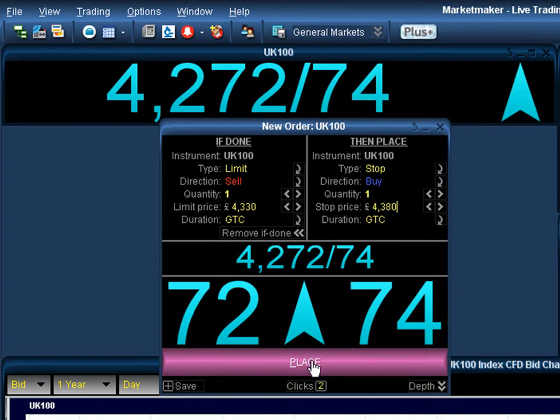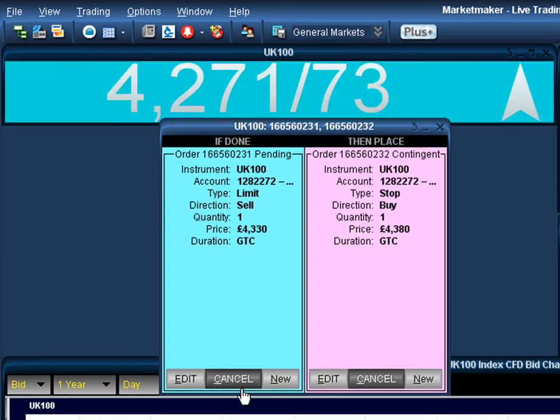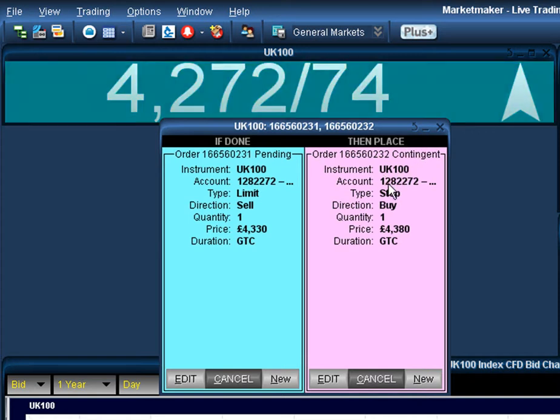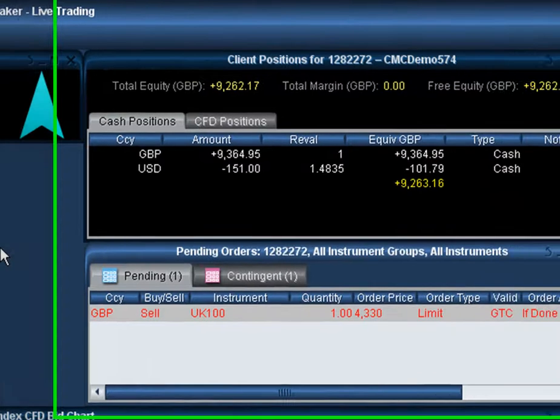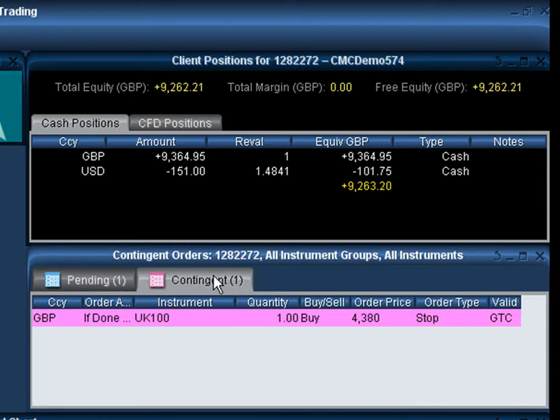If we're happy with that order, all we need to do is click on place and confirm the trade. One screen will go blue, which means it's a pending order, and one screen will go pink, which means it's a contingent order. If we go across to our blotters, we will now see that sitting in our pending orders, we have one order to sell the UK 100 at one CFD contract if the price reaches 4,330. And if we go into our contingents tab, you'll notice that we also have a UK 100 one CFD contract to buy at 4,380 on stop.